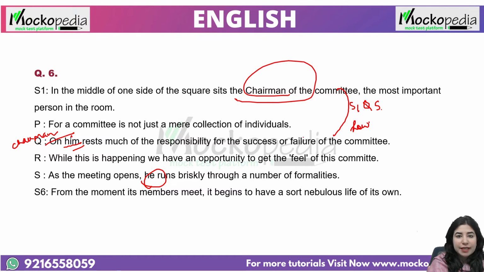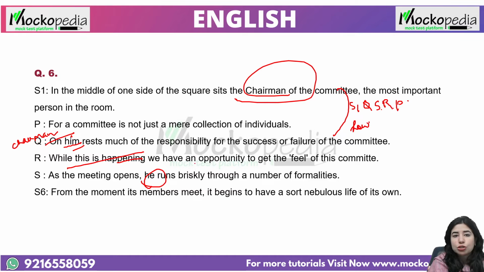Now you have two sentences that are there to be rearranged. One is P, which says, for a committee is just not a collection of individuals. While this is happening, we have an opportunity to get the feel of this committee. So are you able to understand while this is happening, what is happening? That he is doing a lot of formalities, chairman. So in a sequential order, R will make more sense if we place it after S, right? And then QSR is sorted. So of course P will come in the end.